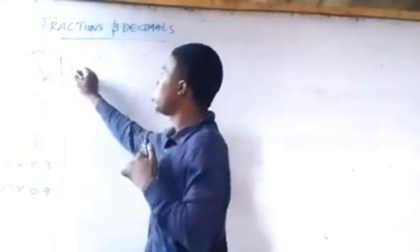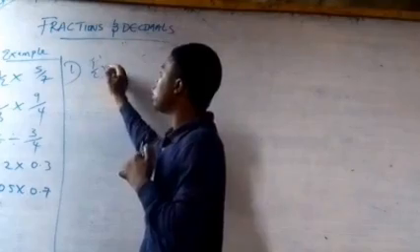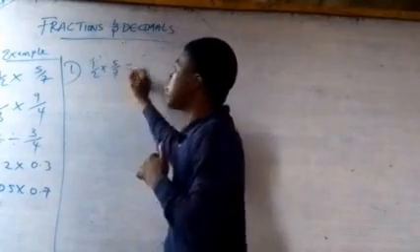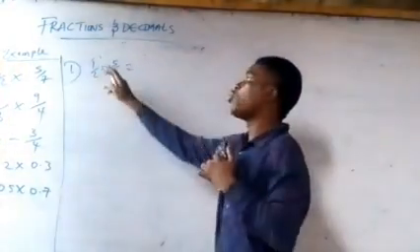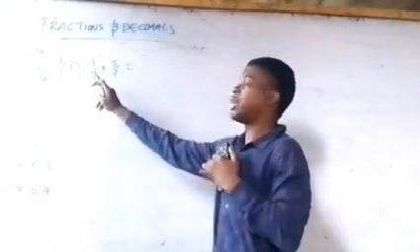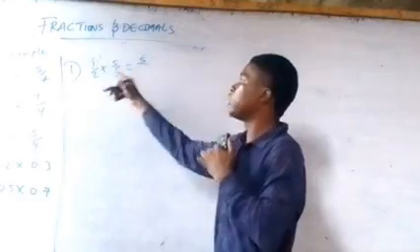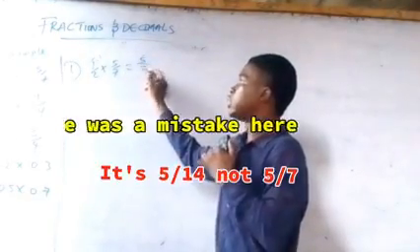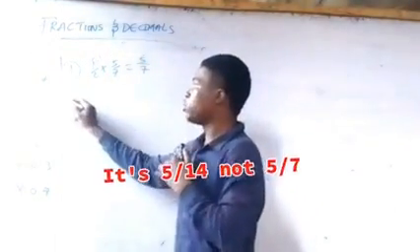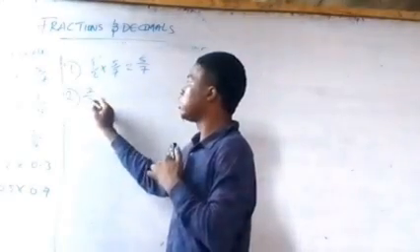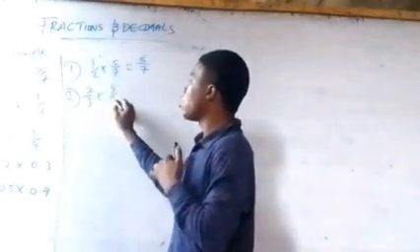let's start from number 1. We have 1/2 times 5/7. In multiplication of fraction, it is simple. Multiply the numerators together, multiply the denominators together. 1 times 5 is what? 5. 2 times 7 is what? 7. Now, number 2, we have 2/3 times 9/4.